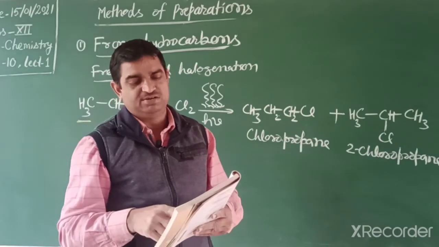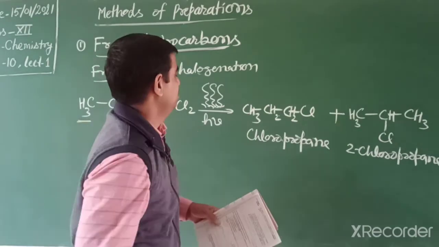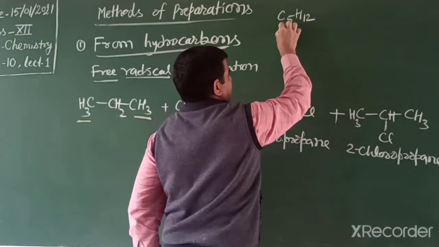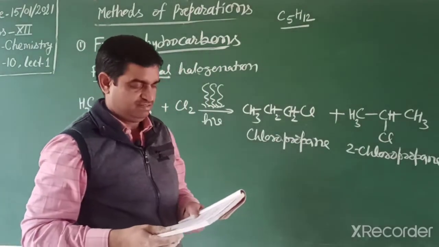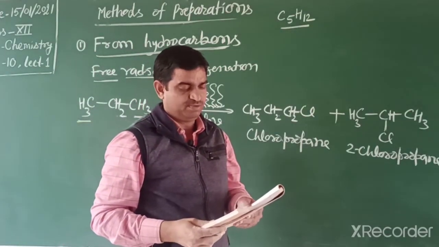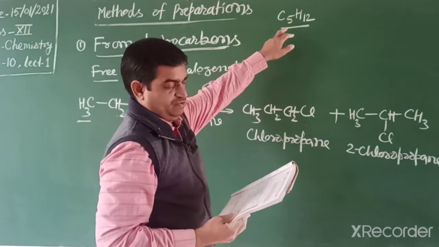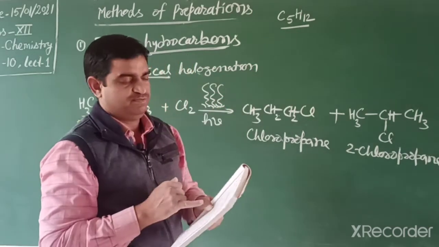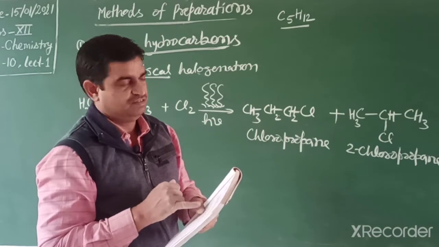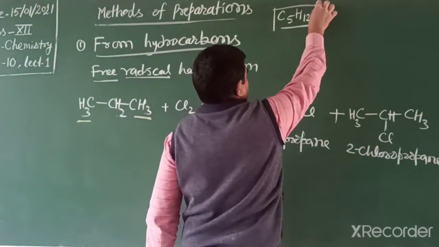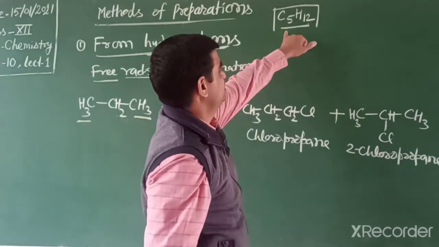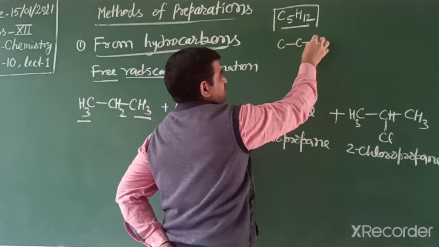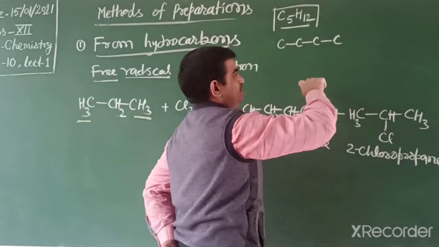Among the isomeric alkanes of molecular formula C5H12, the question is: which isomeric alkane, on photochemical chlorination, yields a single monochloride? So first, students, you know how many isomers there are? 3 isomers. You discussed this earlier in 10th class also.